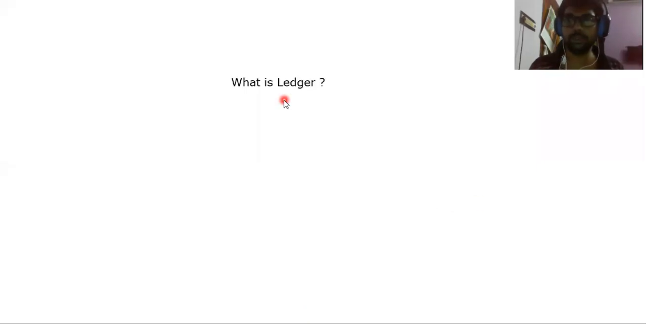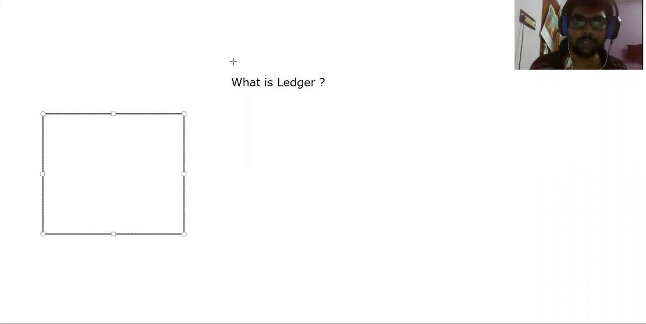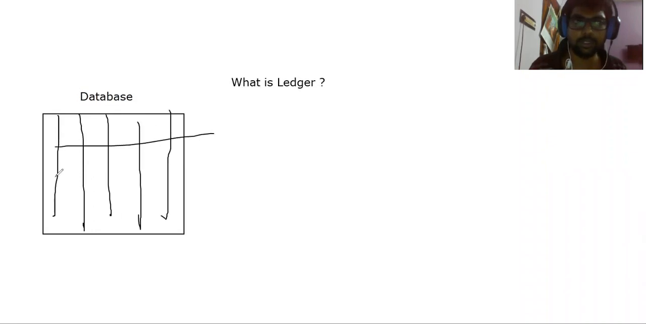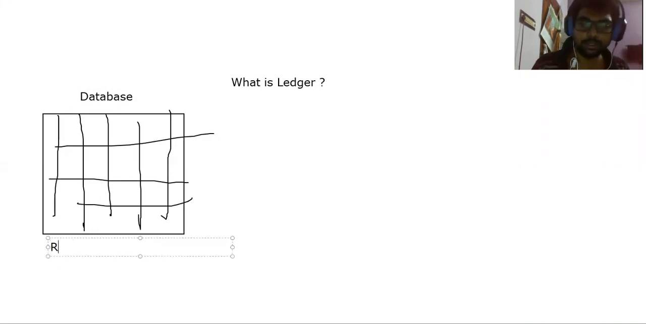So today we are going to understand what a ledger is in blockchain. Right now, for example, I'm just going to draw a database. How are we storing the data into the database? We are storing it into a table, so it stores as rows and columns. Sorry for this diagram, but just for understanding, you can see rows and columns.